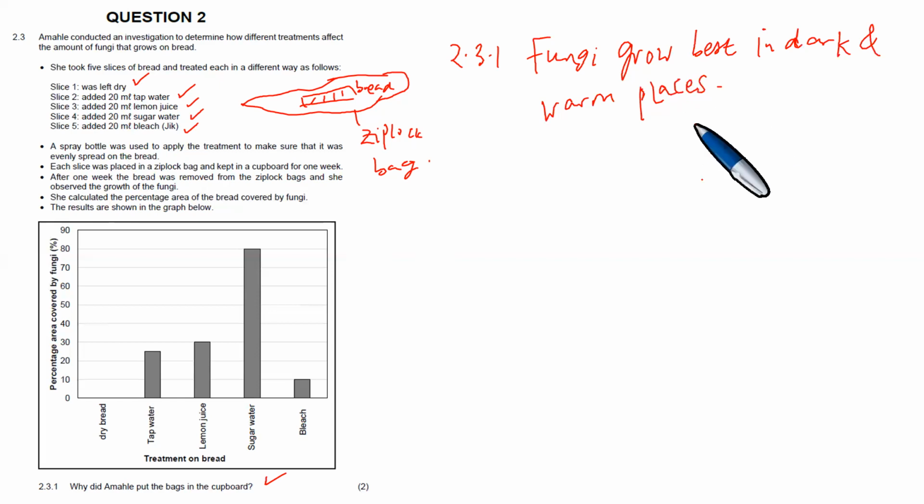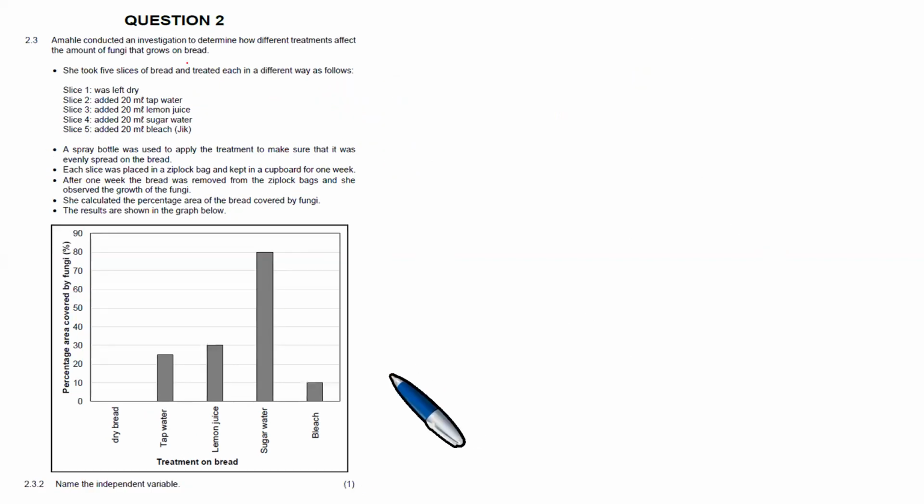Right. So fungi grow best in dark and warm places. That's the reason why the cupboard became the most appropriate place for Amahle to do this life sciences experiment. Okay, next question. The story is the same there, but we're just answering questions about the difference in tap water, lemon juice, sugar water, and bleach.